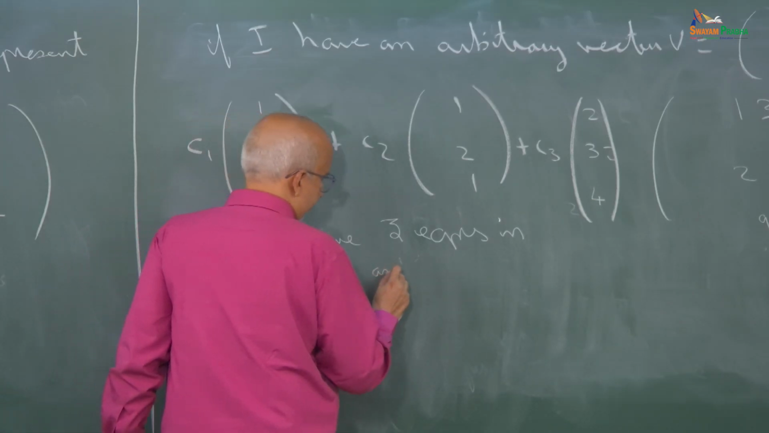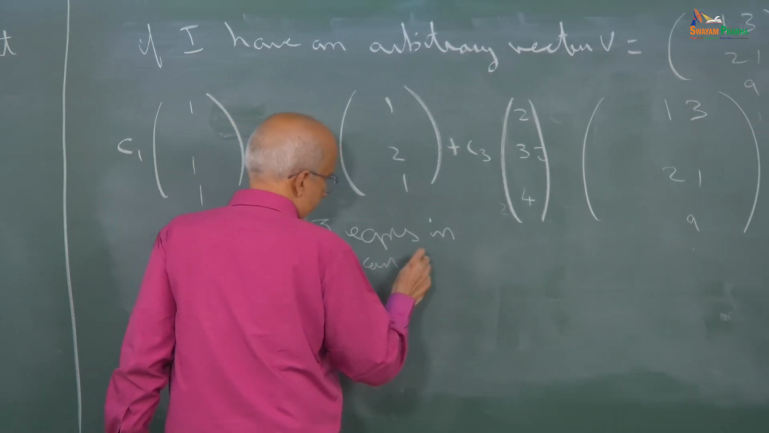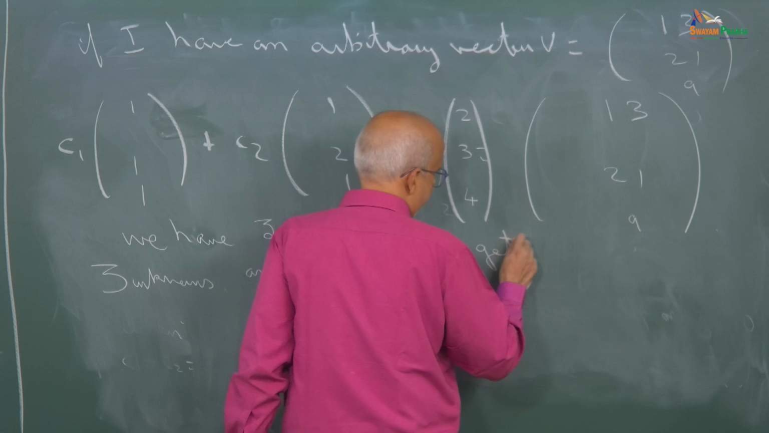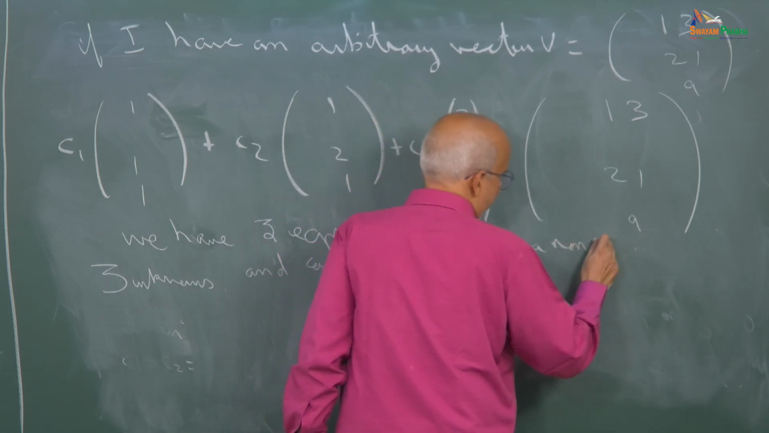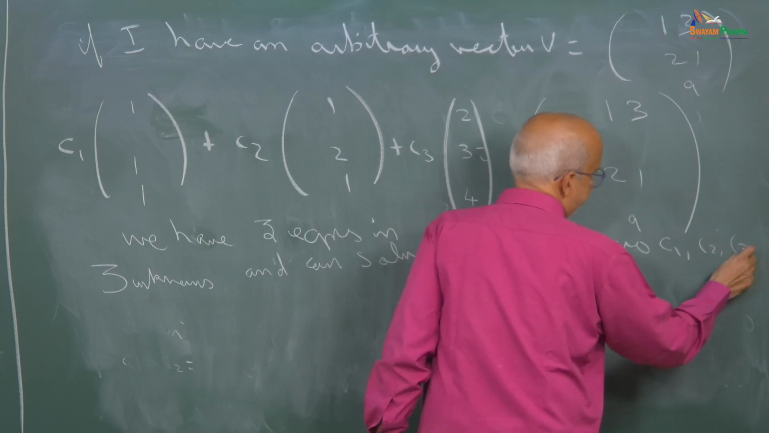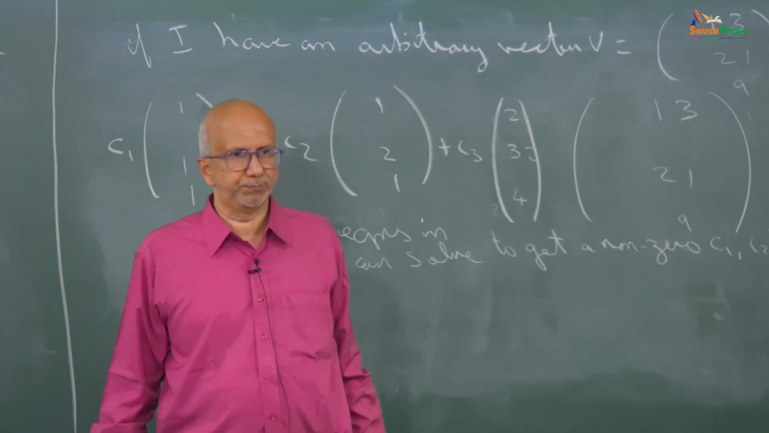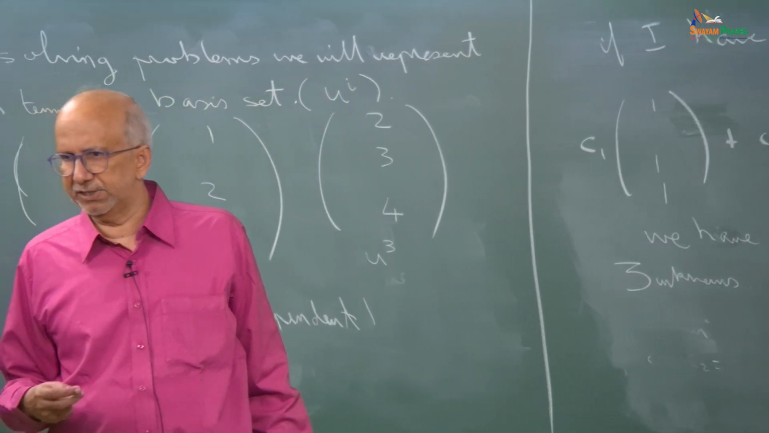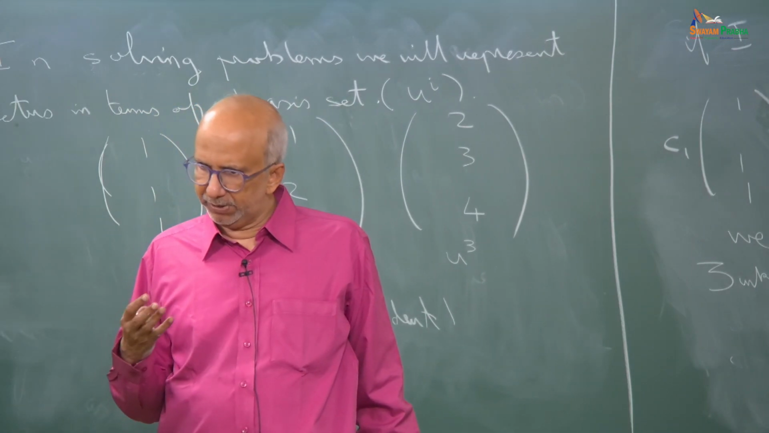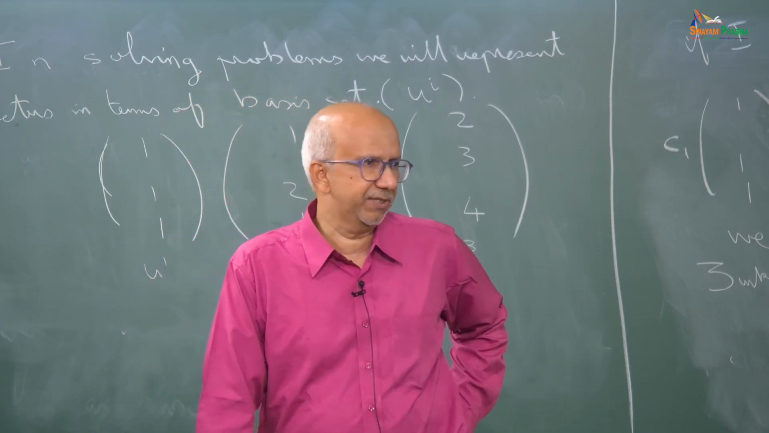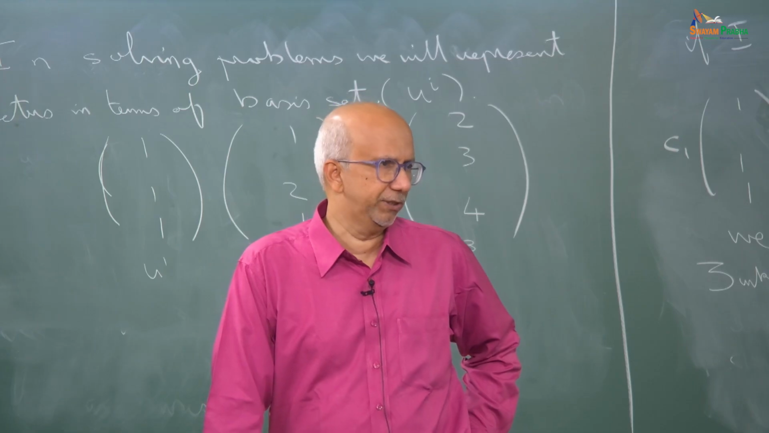unknowns and can solve to get a non-zero C1, C2, C3. So, I am interested in these coefficients because I want to represent my arbitrary vector in terms of this basis set. I want to find out my C1, C2, C3.